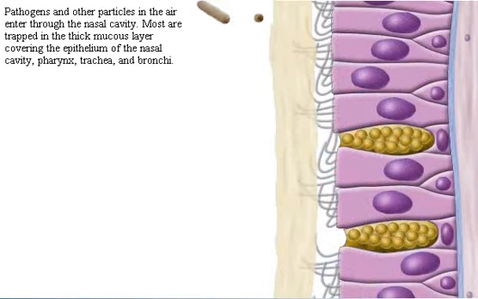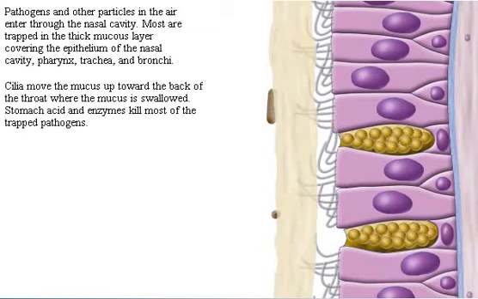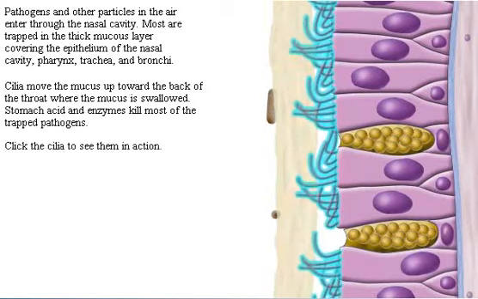Pathogens and other particles suspended in the air, such as dust and pollen, enter through the nasal cavity. All but the very smallest of these are trapped in the thick mucus layer covering the epithelium of the nasal cavity, pharynx, trachea, and bronchi. Cilia move the mucus down from the nose or up from the bronchi and trachea toward the back of the throat where the mucus is swallowed. Stomach acid and enzymes kill most of the trapped pathogens. Click the cilia to see them in action.